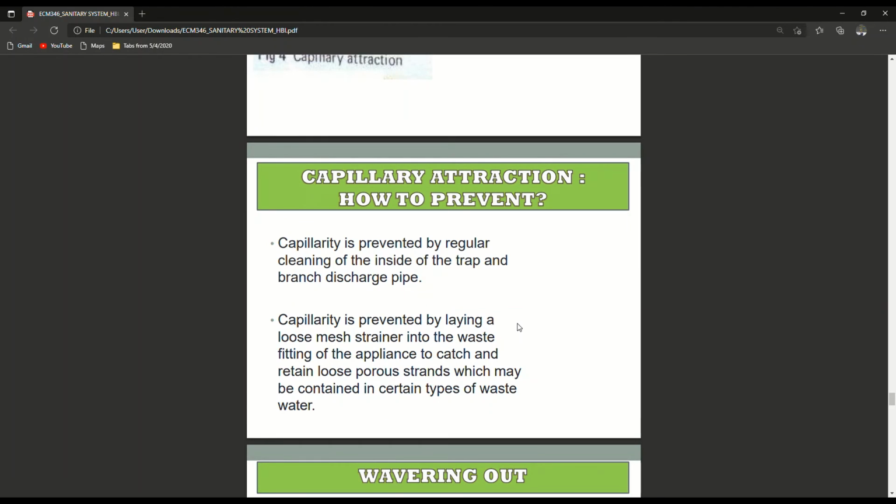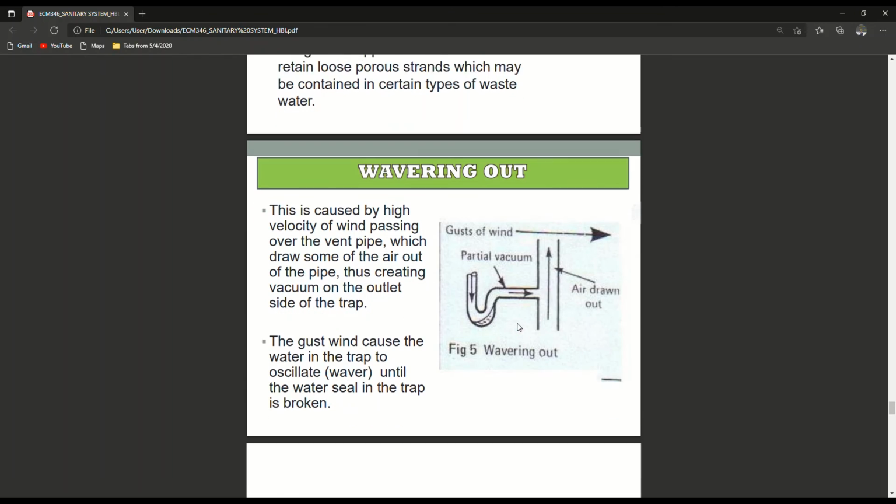Capillarity is prevented by regular cleaning of the inside of the trap and branch discharge pipe. Capillarity is also prevented by laying a loose mesh strainer into the waste fitting of the appliance to catch and retain loose porous strands which may be contained in certain types of wastewater.